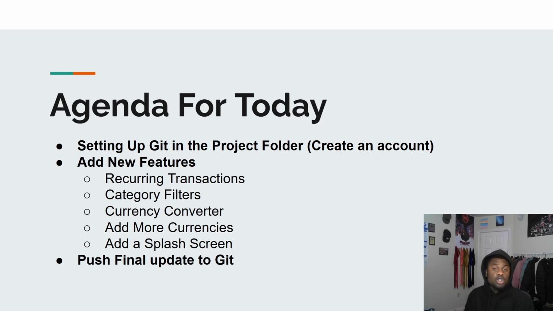Next thing we're gonna do is add new features to the app like recurring transactions, the ability to filter based on categories, currency converter, add more currencies to it as well, and we're also gonna add the splash screen. Once we're done with all that, we're gonna again push the whole thing to GitHub, and I'll show you step by step. And the best part is I'm not writing a single line of code.